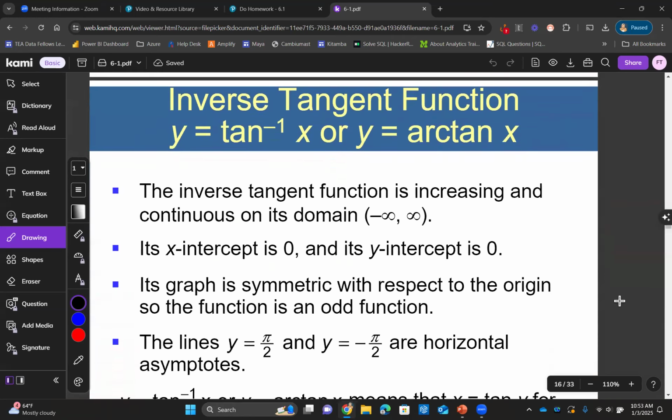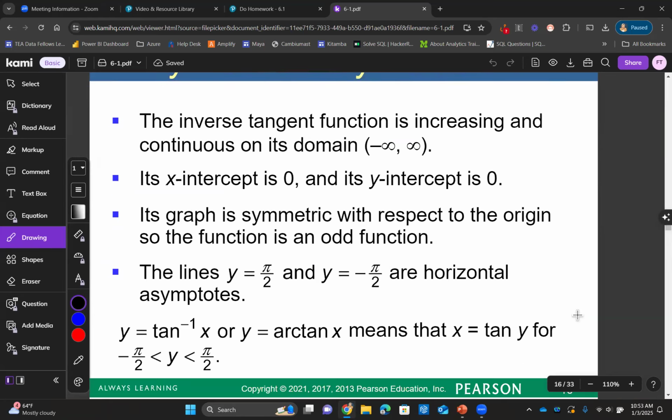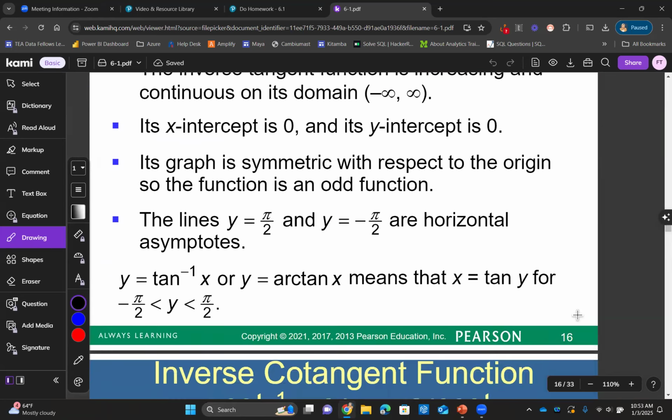And if we look at the attributes of the inverse tangent function, it is increasing and continuous on its domain, which is negative infinity to positive infinity. The x-intercept is 0, the y-intercept is 0. And the graph is symmetric with respect to the origin, so the function is an odd function just like arcsine. And the lines pi over 2 and negative pi over 2 are horizontal asymptotes.